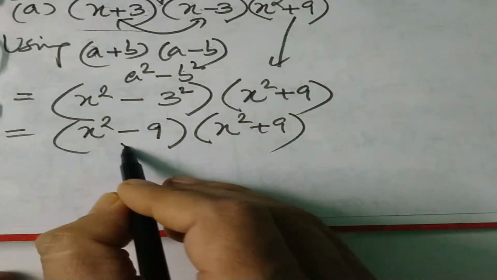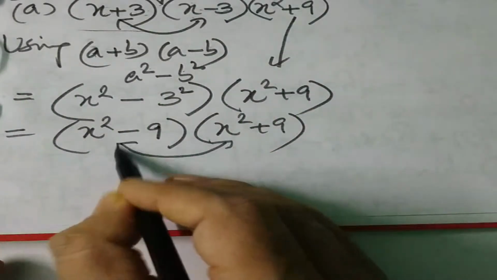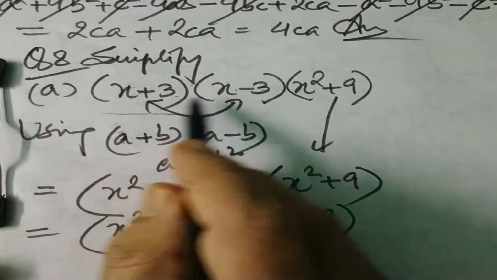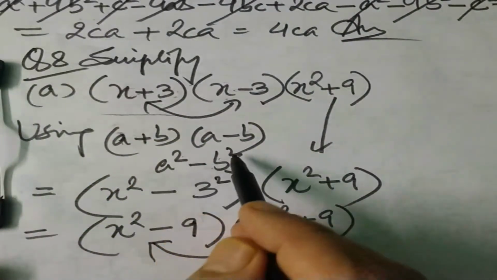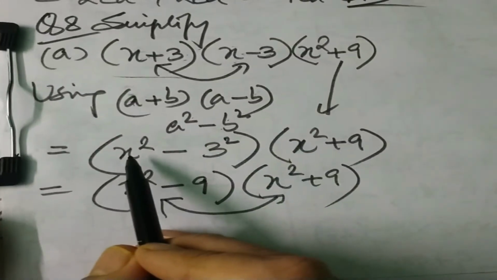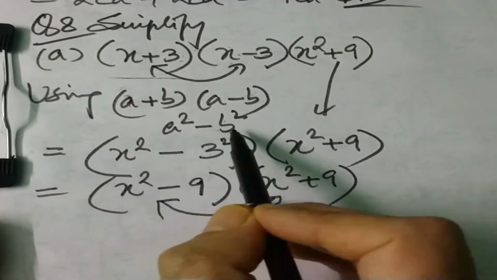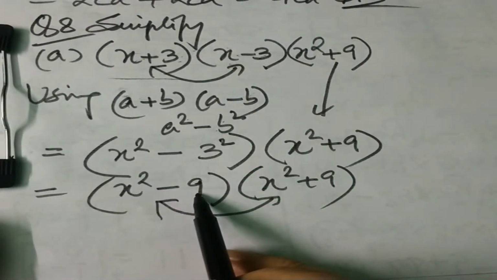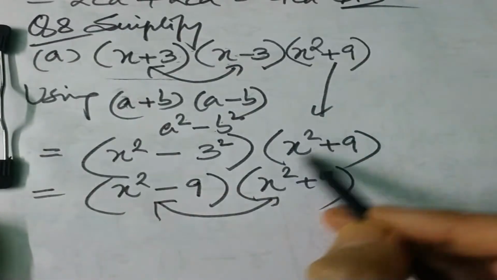Now these two will again be multiplied. First, we will multiply the first two numbers by using a formula: (a plus b)(a minus b) equals a square minus b square. So a is x and b square is 3 square. x square minus 3 square is 9. And this is brought down.